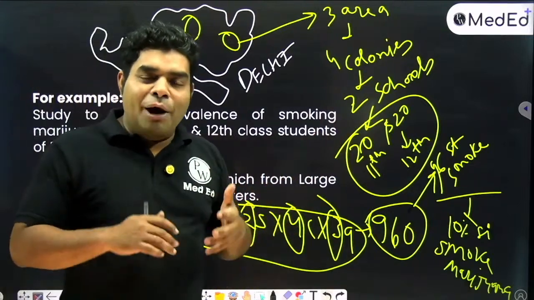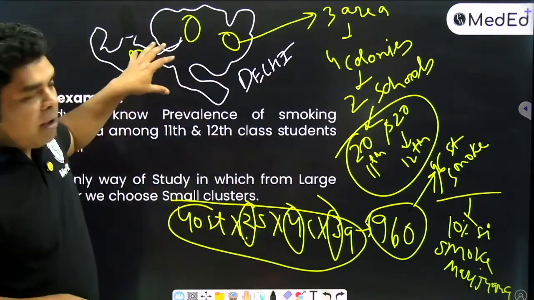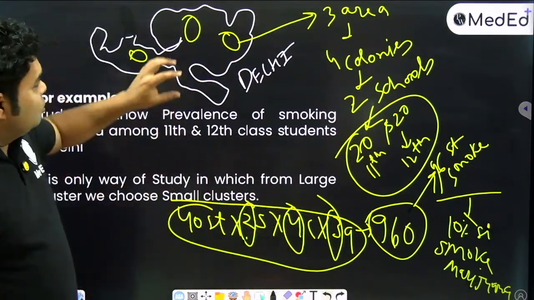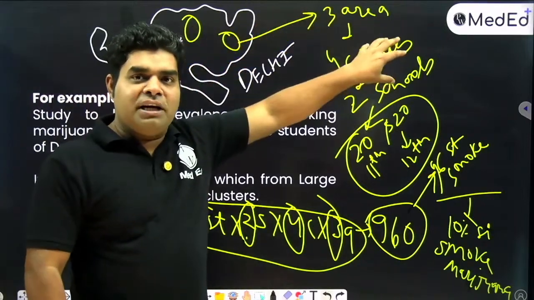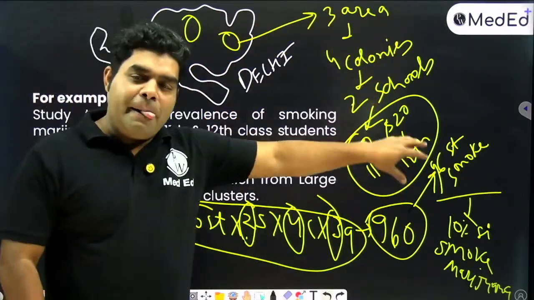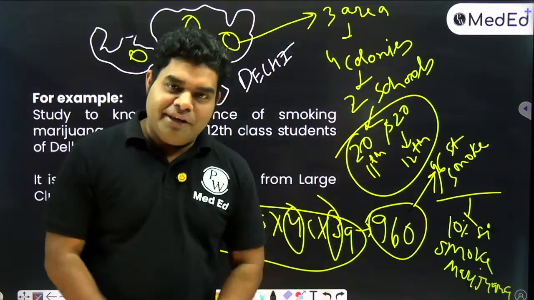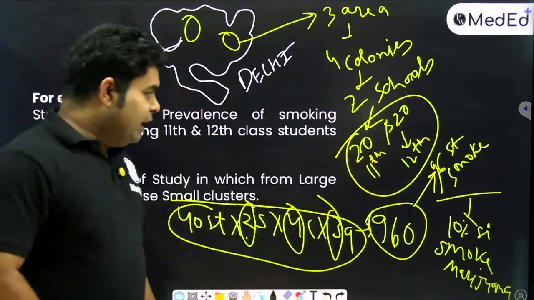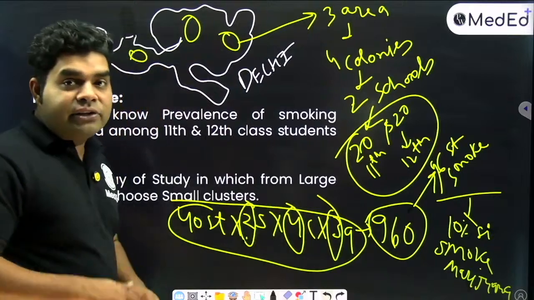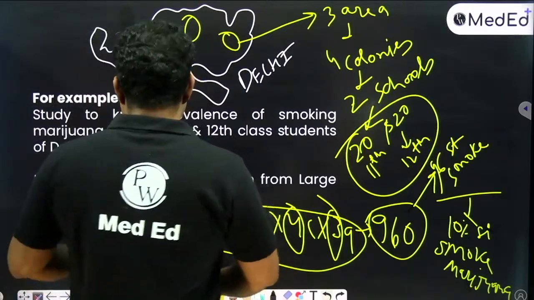So how did they do that study? Did they ask everyone in the UK? No. They took some area, then from those areas they chose some colonies, some spaces, and they went there and interviewed some thousands of people, and they say this is the data for the whole UK. So in every country, whenever you want to collect national level data, you do multi-stage random sampling.